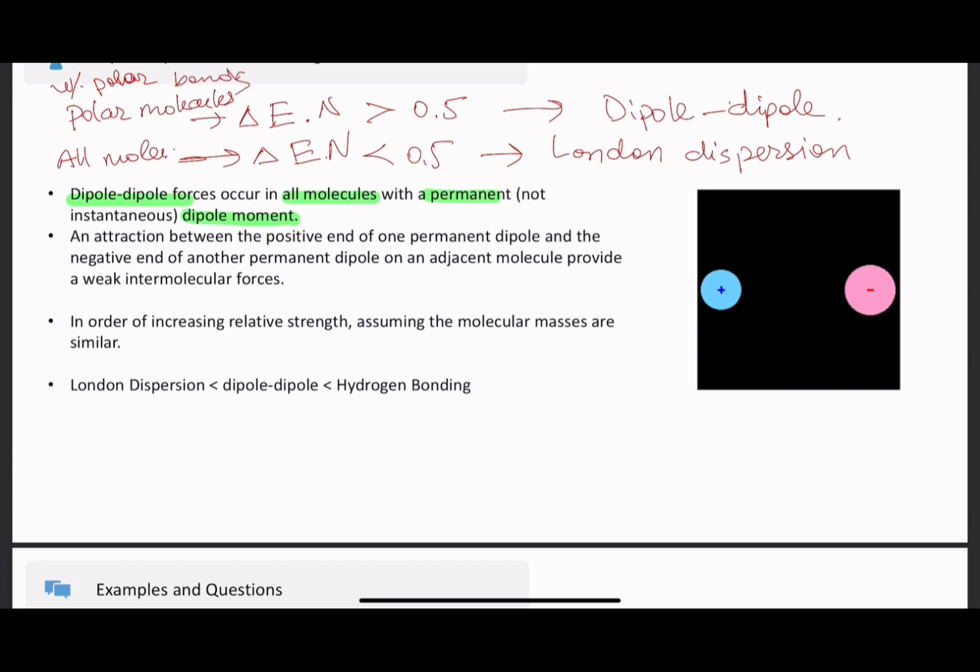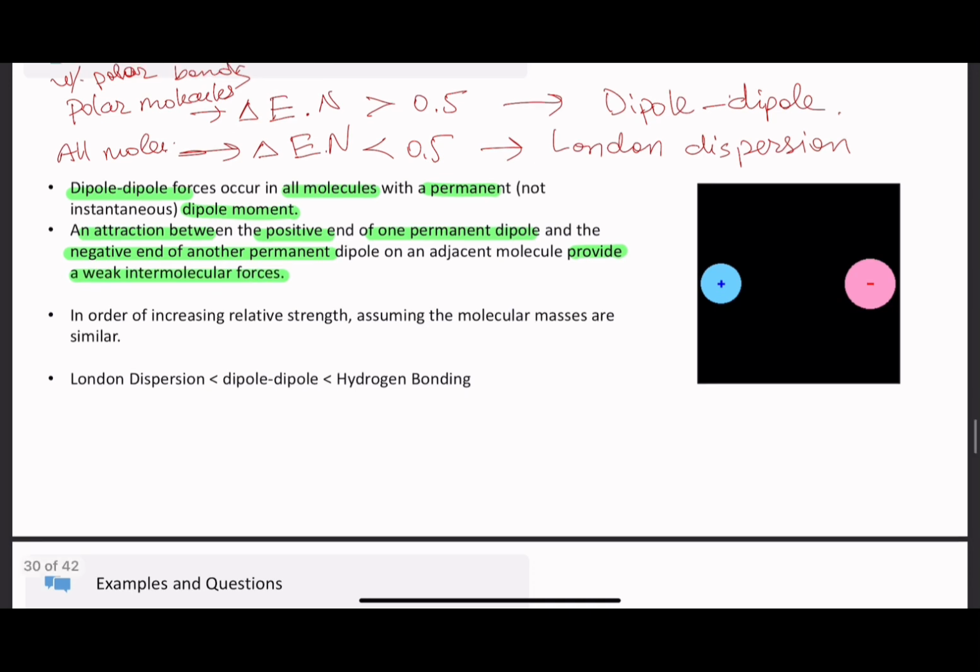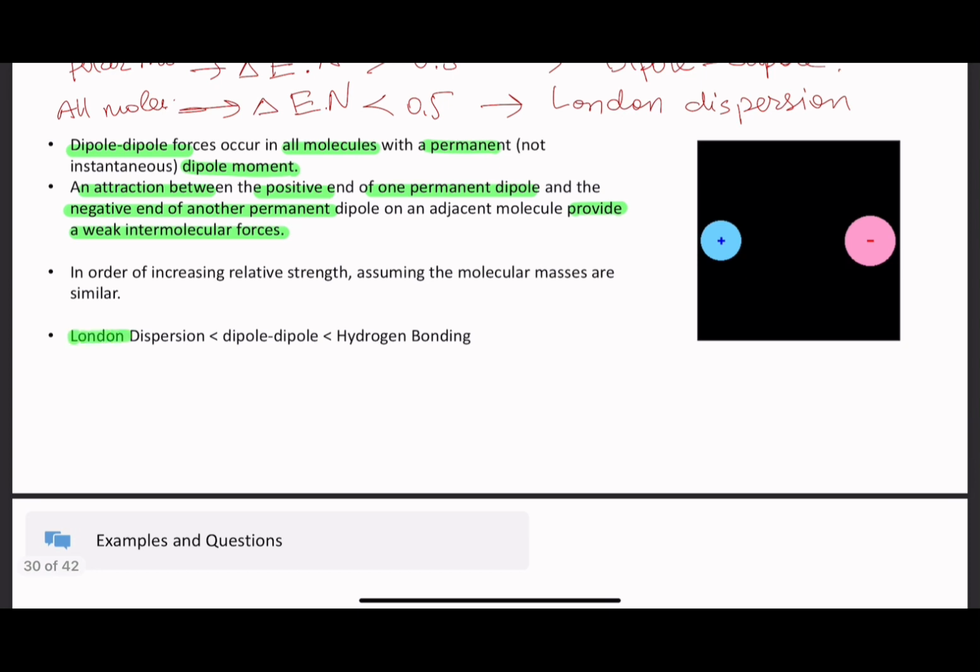So, an attraction between the positive end of one permanent dipole and the negative end of another permanent dipole. So you guys have this molecule provide weak intermolecular forces. They call it weak, but generally, if you look here, London dispersion is weaker than dipole-dipole, and it is weaker than hydrogen bonding. Now we're going to cover the hydrogen bonding.